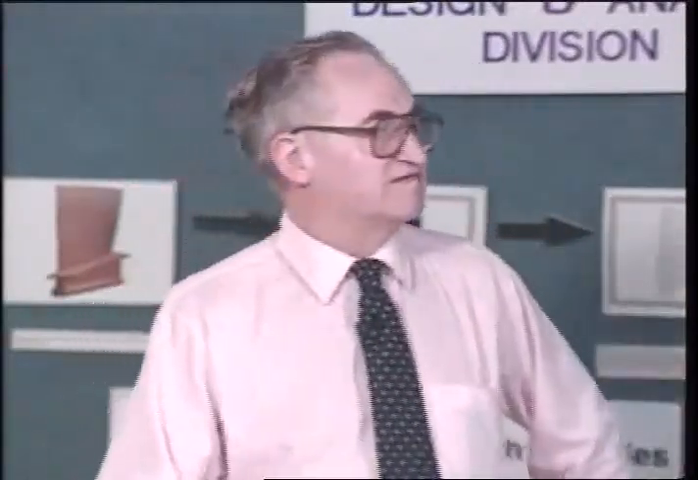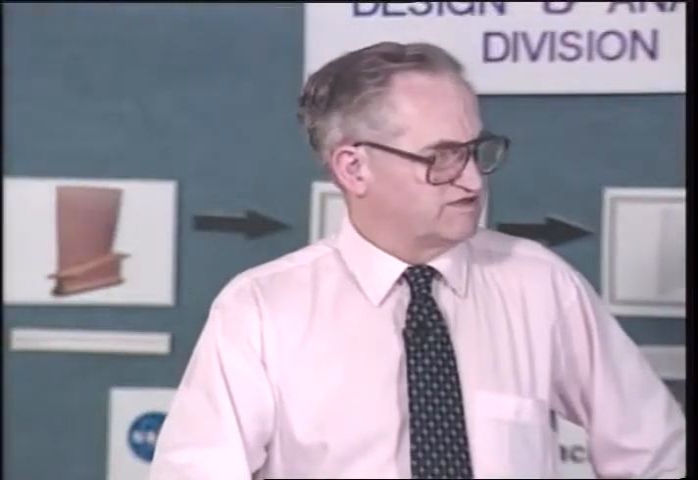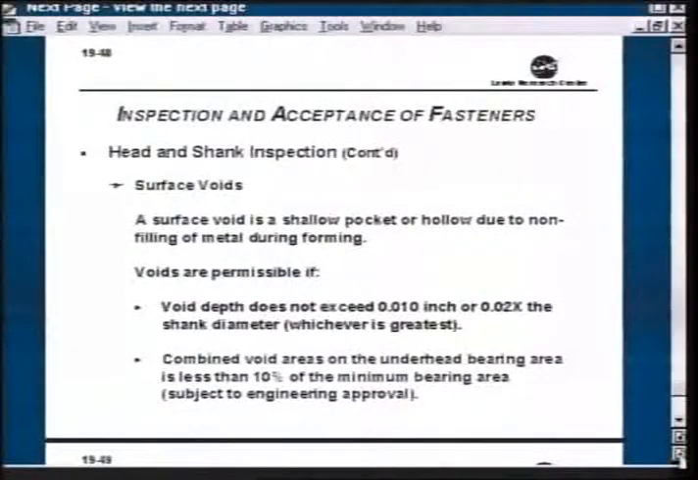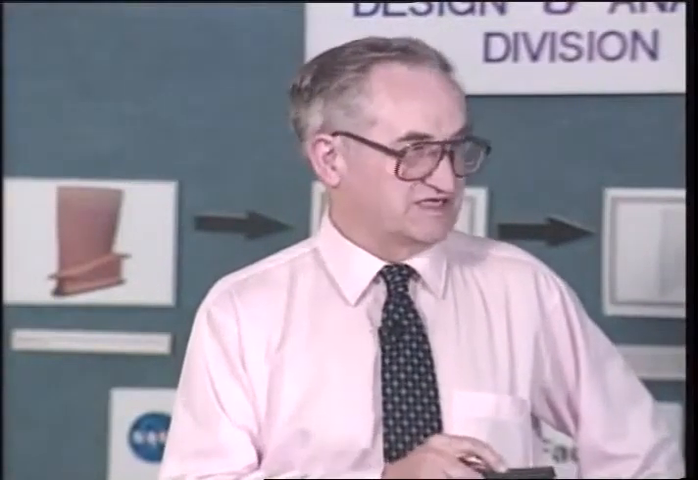Surface voids. You can get this in a material due to the way it's formed, but you've got to watch, because if you're getting a lot of voids in the surface, it indicates there's probably something wrong with the chemistry of the material. And once again, look at the void depth allowed here, 0.02 times the shank diameter. That's 10 thousandths, and a 10 thousandths void is a pretty shallow one.